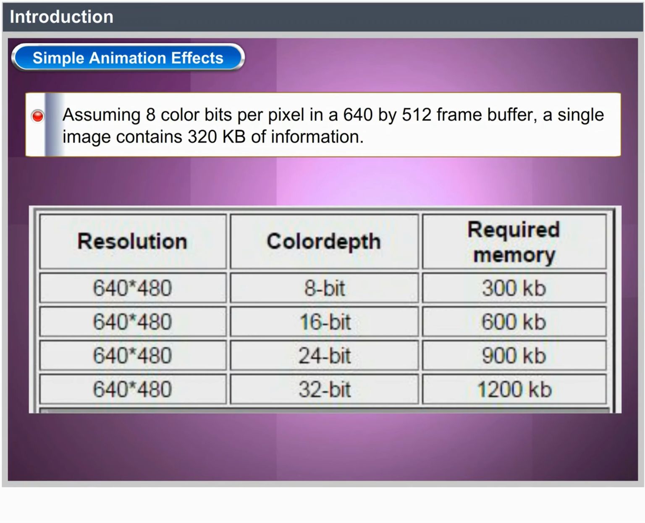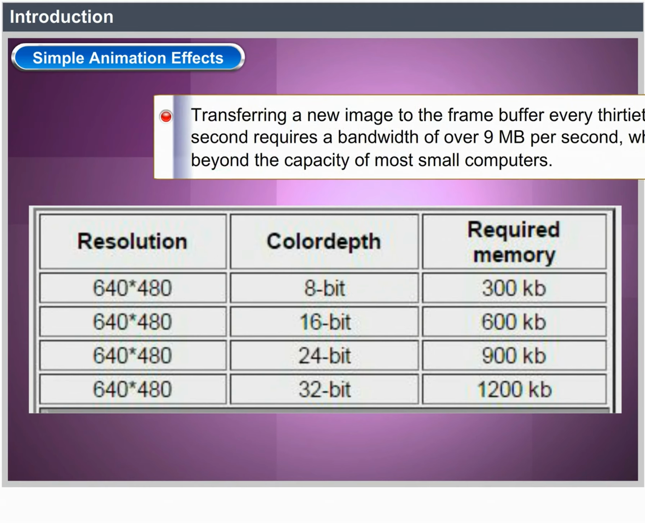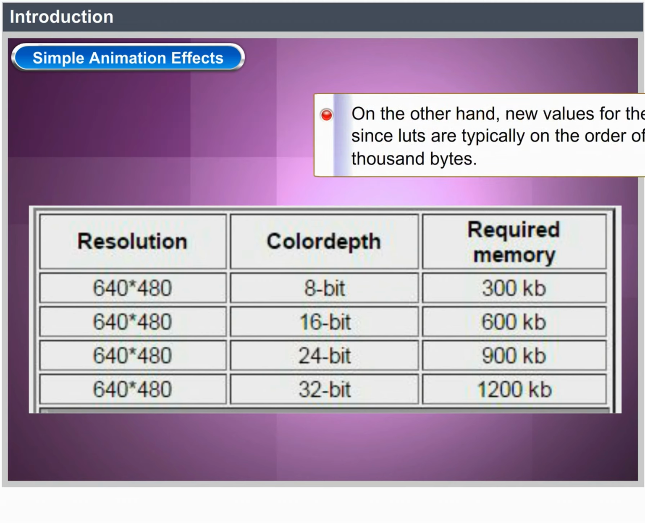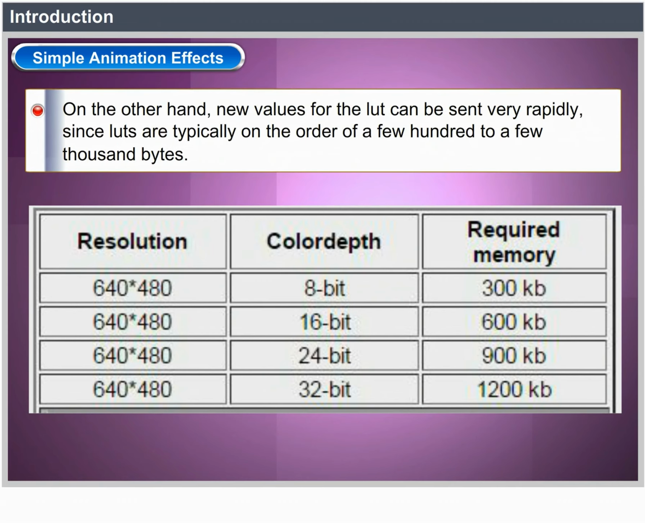Assuming 8 color bits per pixel in a 640 by 512 frame buffer, a single image contains 320 KB of information. Transferring a new image to the frame buffer every 30th of a second requires a bandwidth of over 9 MB per second, which is well beyond the capacity of most small computers. On the other hand, new values for the LUT can be sent very rapidly, since LUTs are typically of the order of a few hundred to a few thousand bytes.